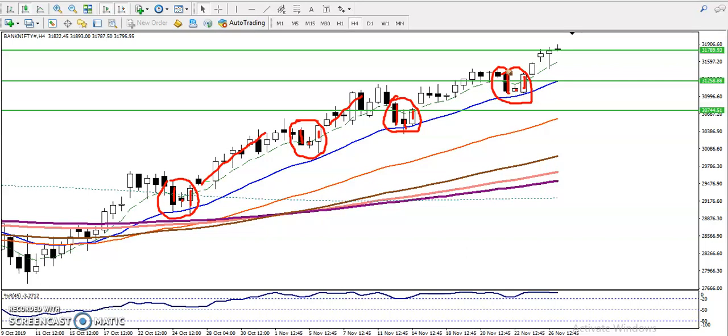Is it clear? All right. So we are looking for the same pattern: bearish candle, pin bar, bullish candle. After that we'll start buying. So that is another buy opportunity.